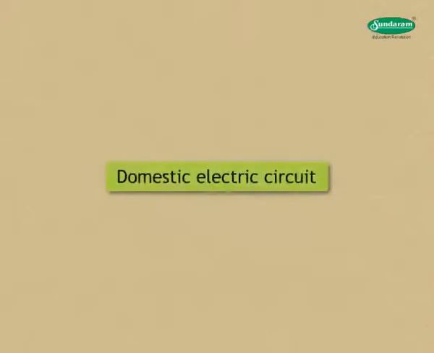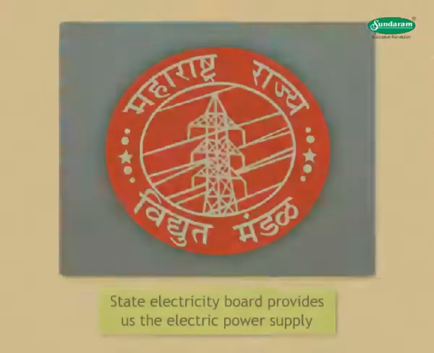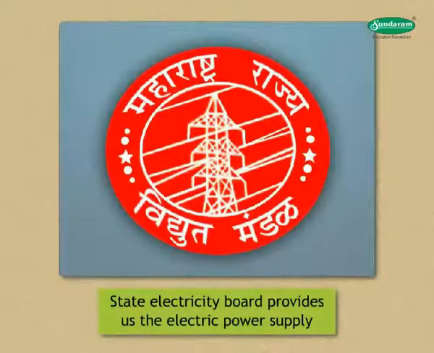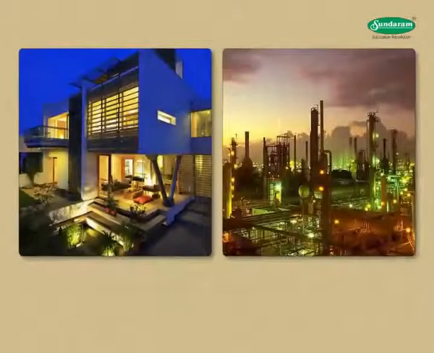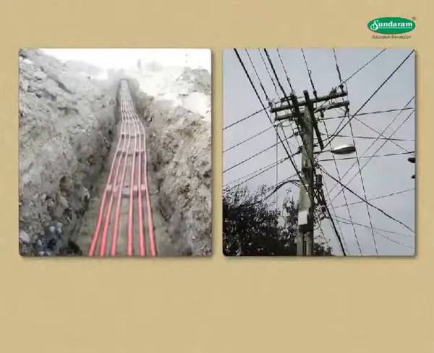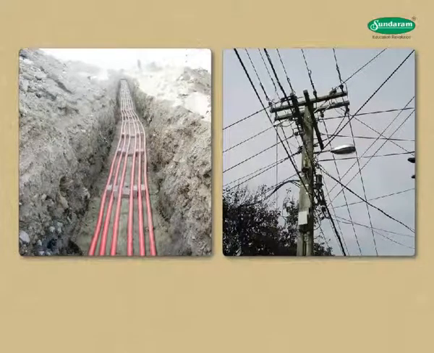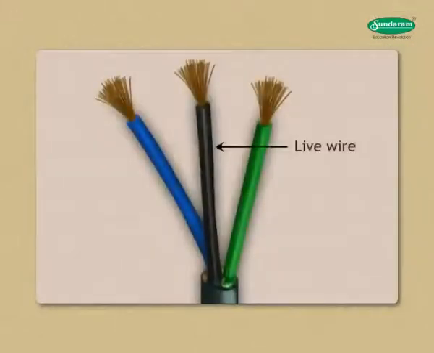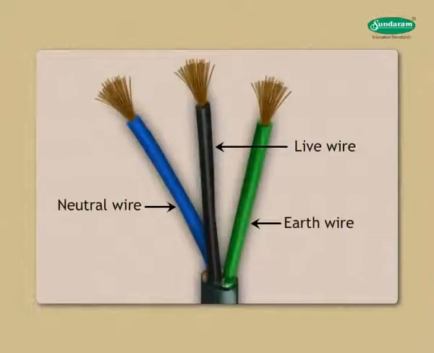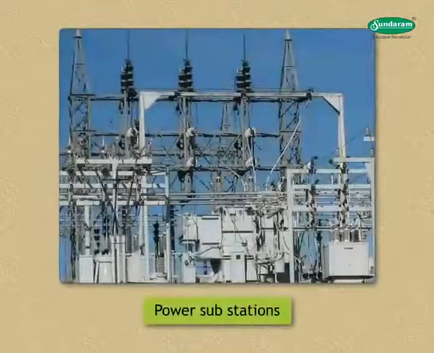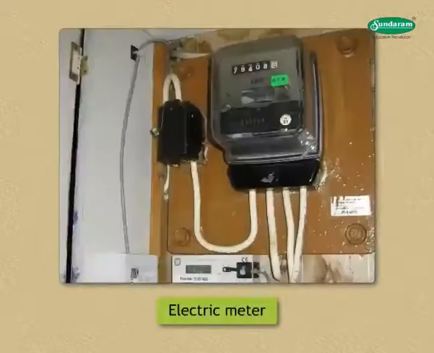Let us look at the domestic electric circuit. State Electricity Board provides us with the electric power supply for houses and factories. This is supplied through underground cables or overhead wires on poles. These wires or cables are of three types: phase wire or live wire, neutral wire and earth wire. These wires coming from power substations are connected to an electric meter installed in a house or a factory.